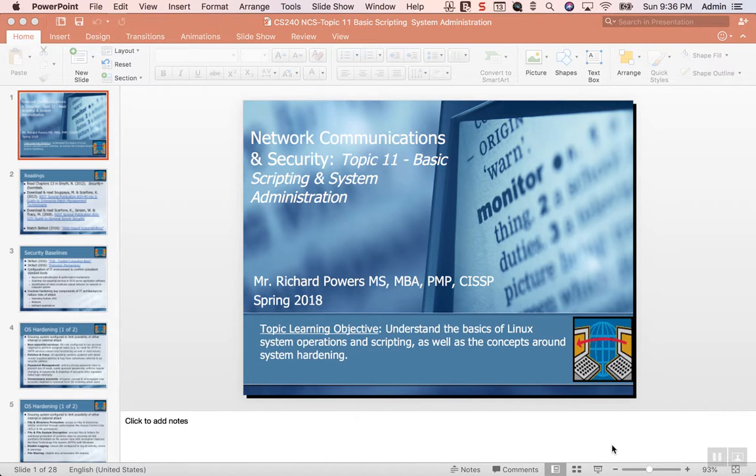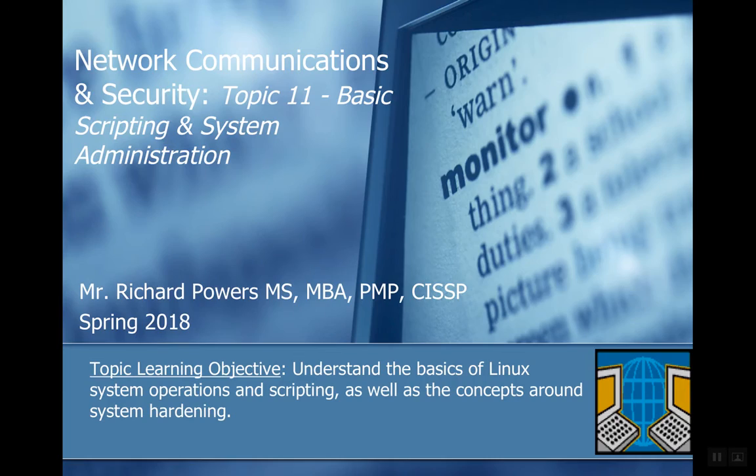Okay, so this is topic 11, basic scripting and system administration. This is a high level overview of things that you would want to be dealing with in terms of system hardening at the operating system level. Assuming we've got an operating system, the case we'll be talking about is Linux. What are some of the things you would want to do to improve and tighten up the security on those systems?